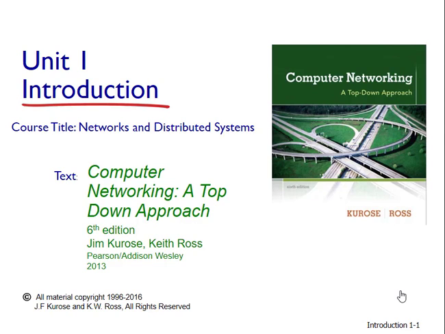Welcome back to Lesson 10 of our overview of the course Networks and Distributed Systems. This course is based on the text by Jim Kurose and Keith Ross titled Computer Networking: A Top-Down Approach, 6th edition. In the last lesson, we were discussing throughput and the layers used to apply the general systems approach to network design. So let's pick up where we left off.